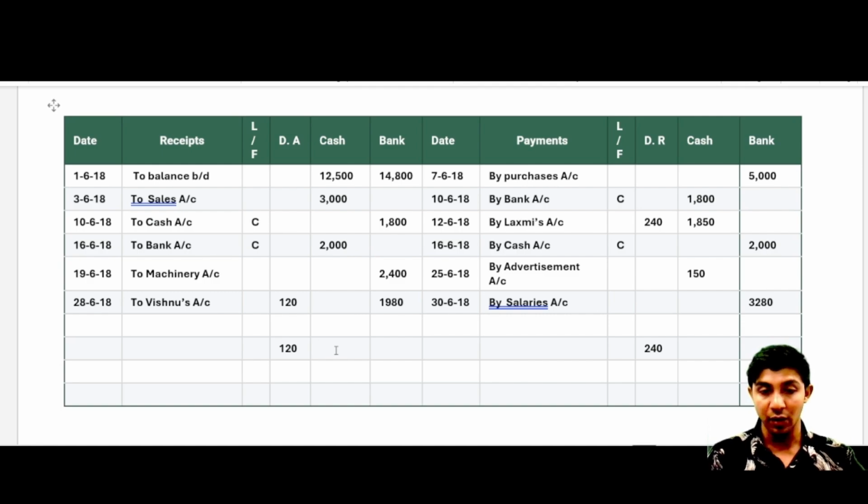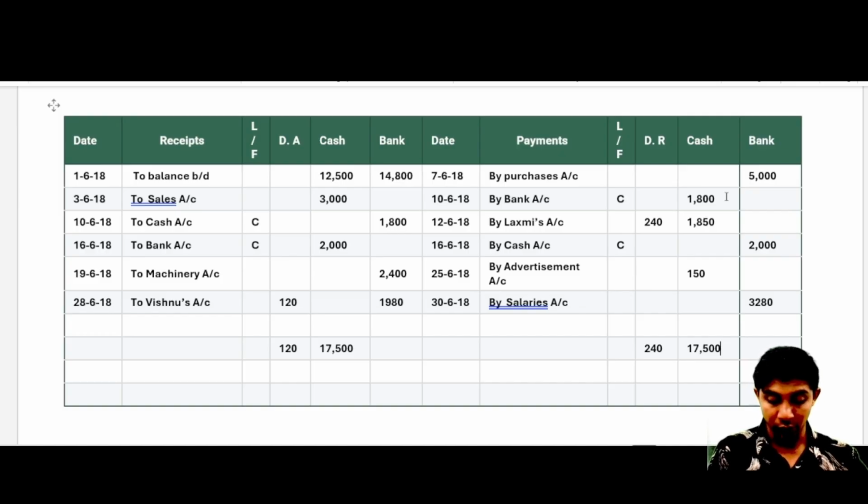That is 17,500. ठीक है, ये 17,500 ज्यादा है तो जो ज्यादा रहा हम उसको दोनों तरफ लिख देते हैं, डेबिट एंड द क्रेडिट साइड. So 17,500 on the debit side in the cash column, and again on the credit side in the cash column we need to write 17,500. Done. And from this 17,500 we need to subtract the credit side amounts. 17,500 minus 1,800 minus 1,850 minus 150. Done. So 13,700 will be the balance.